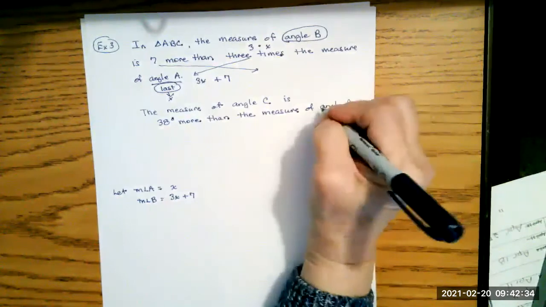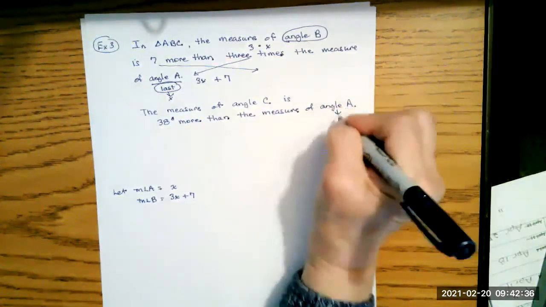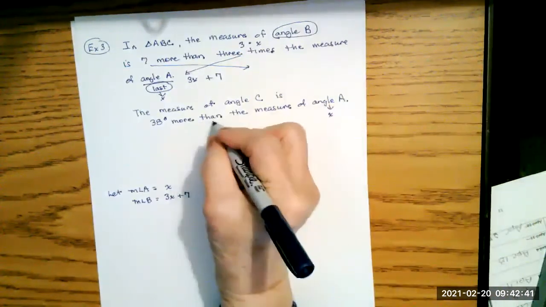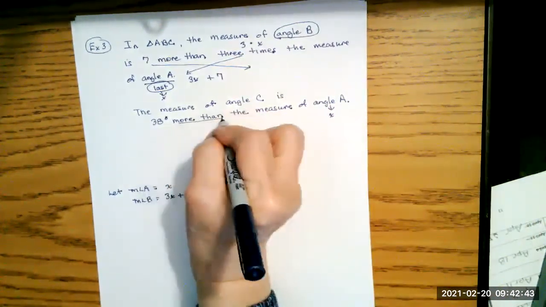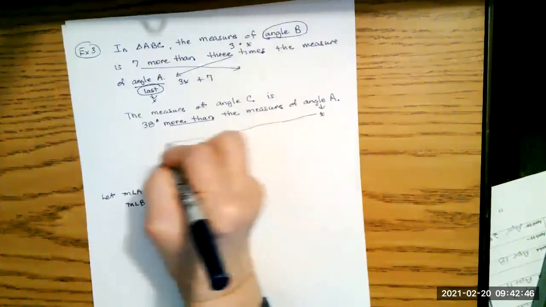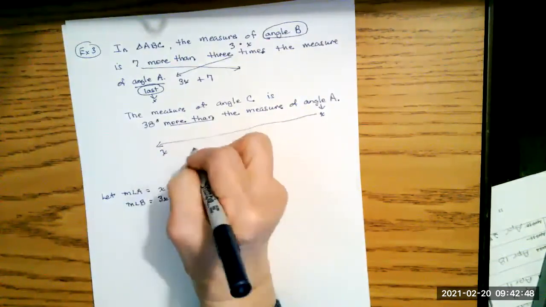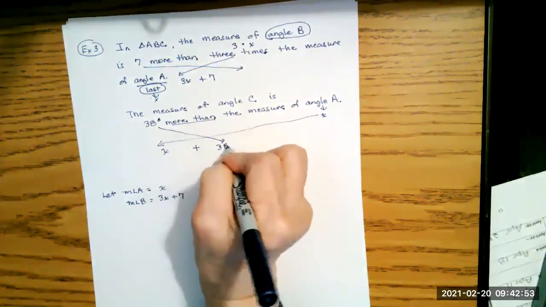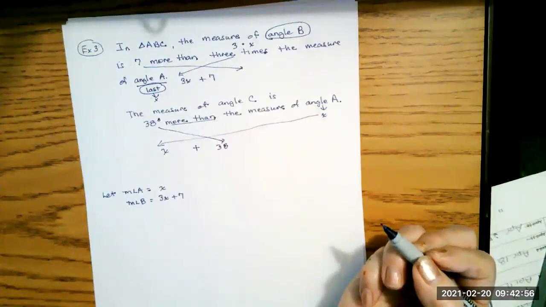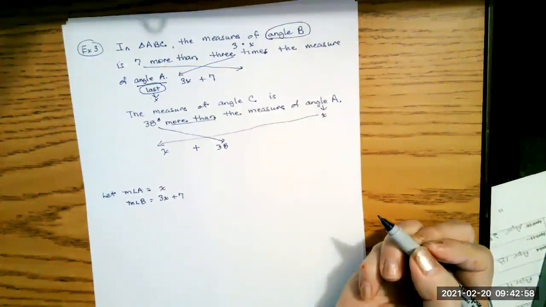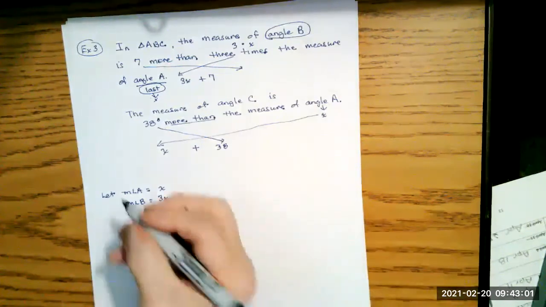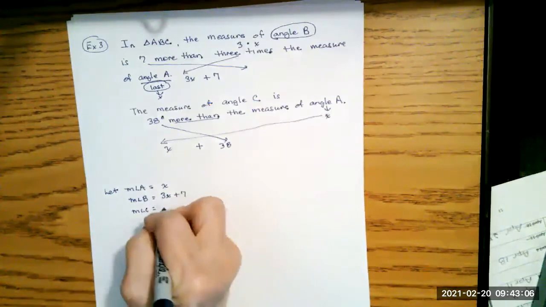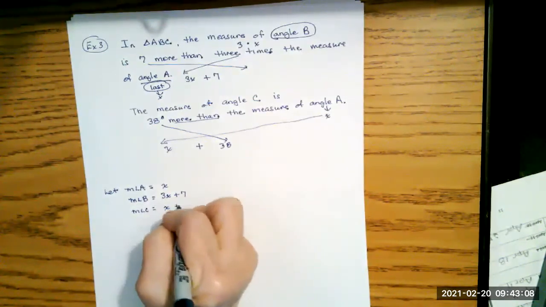Remember the angle A we already know. We already let it be x. We already did that. And we have a more than, so that's going to be a reversal. The x is going to come over here on this side. The more than means plus, and the 38 is going to come over here on this side. So we have the measure of angle C is 38 degrees more than the measure of angle A. So the measure of angle C would be x, which was angle A, plus 38.